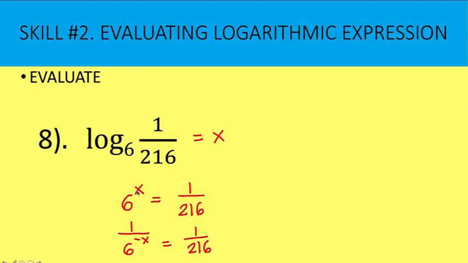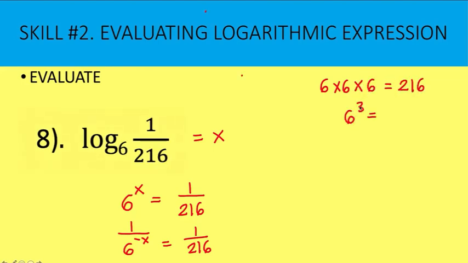I want you to notice that from a positive exponent here, the sign becomes negative when I write that as 1 over the base raised to that exponent. The sign becomes negative. So let's rewrite 216 as 6 raised to a certain exponent. We know that 6 times 6 equals 36, times 6 equals 216. So we know 6 raised to the third power equals 216.